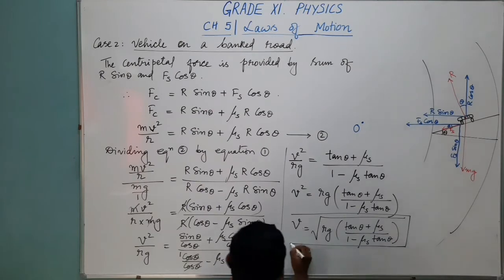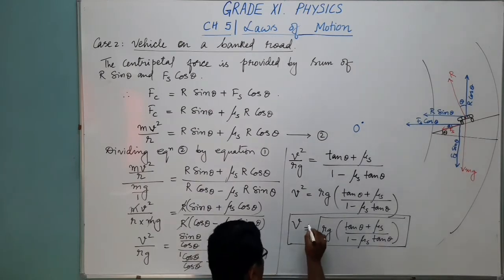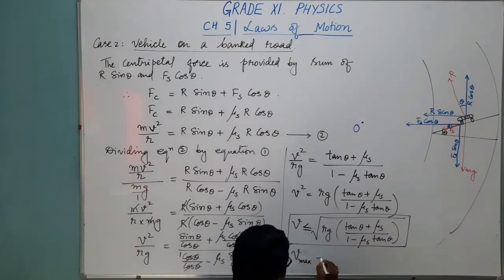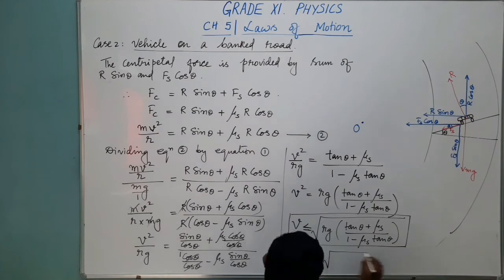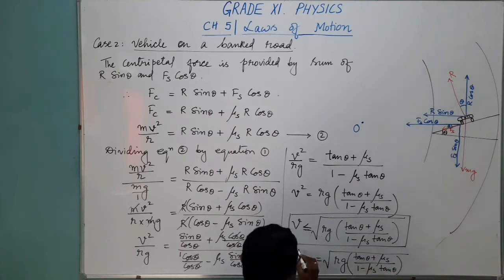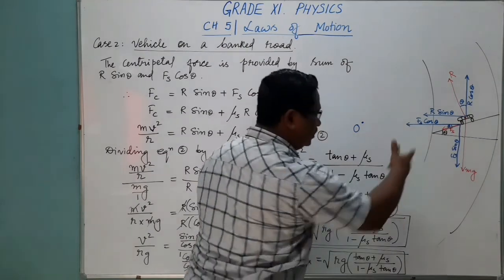This is the maximum velocity. Actually, it should be less than or equal to. Maximum velocity is the expression that we got, equal to, right? This is square root of r into g tan theta plus mu s divided by 1 minus mu s tan theta. This will give you the maximum velocity at which you can turn in the banked road.